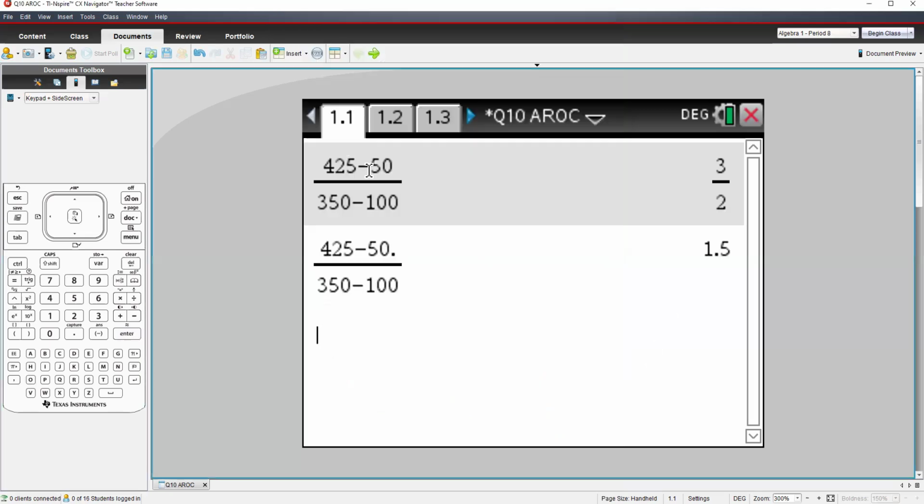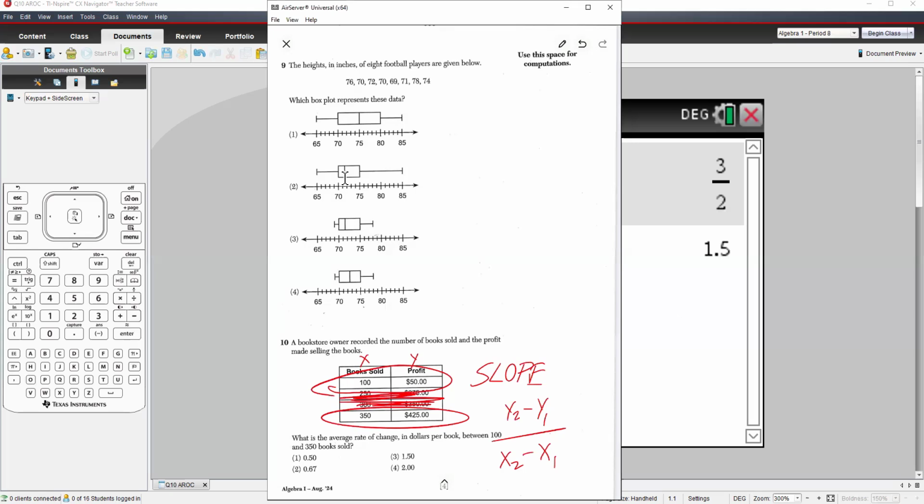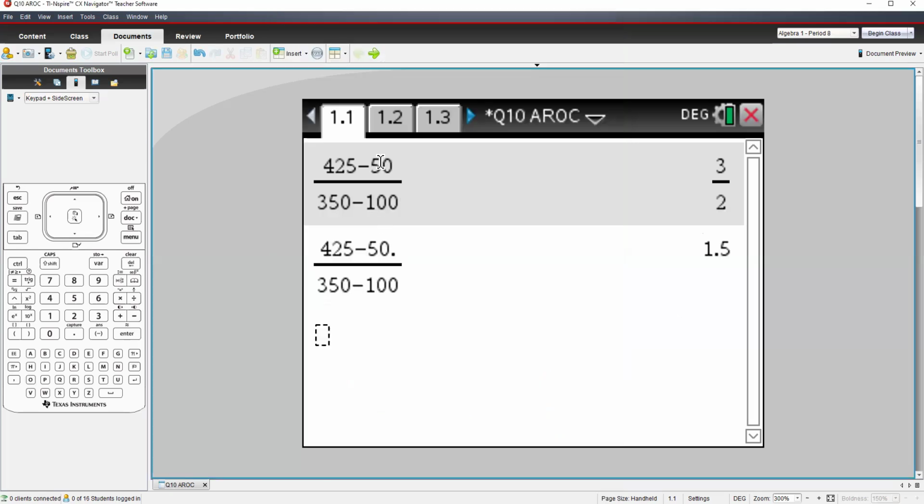Now, one of the things I want you to understand, if you look at the answer choices, everything is in decimals. So if you want your answer to be in decimals, then you have to put a decimal in there. So when I first did this, I did y2 minus y1, so 425 minus 50, the difference of the y values. On the bottom, I did 350 minus 100, the difference of the x values, and I got 3 over 2.